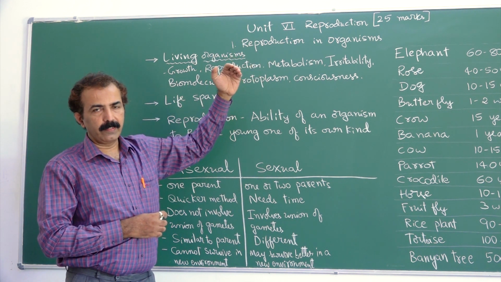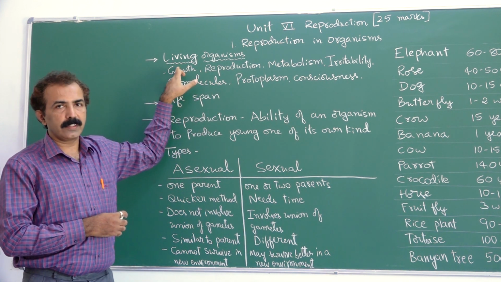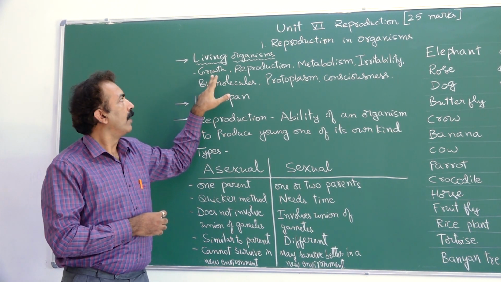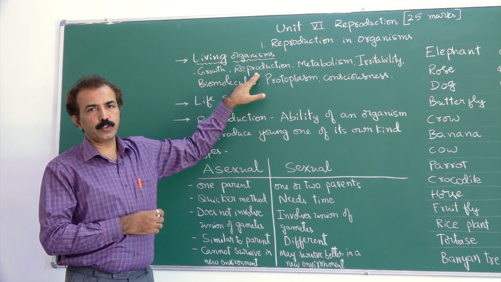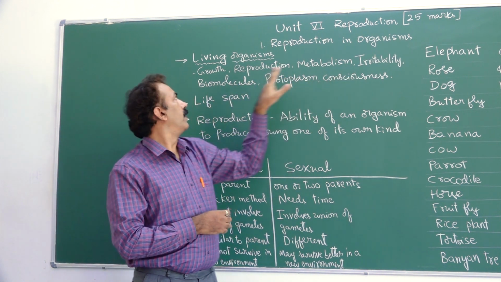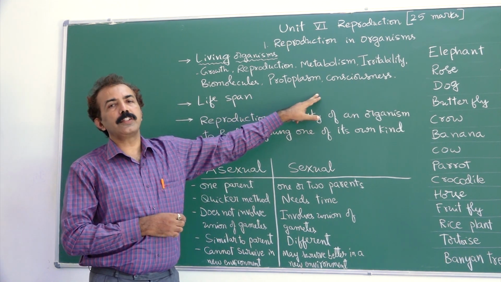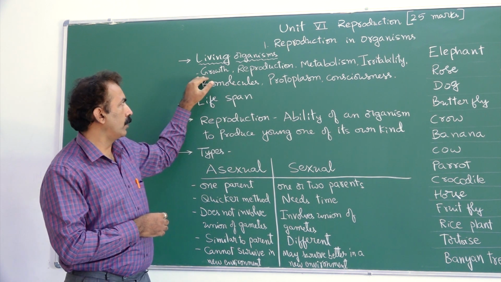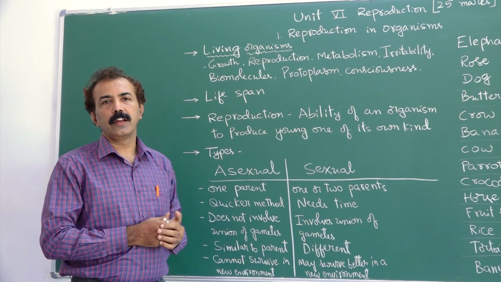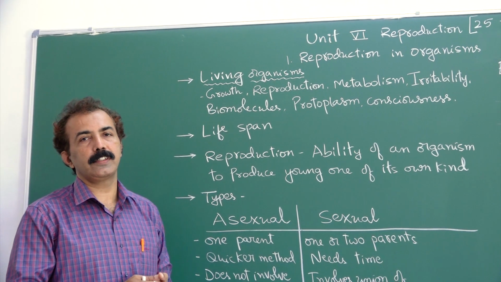Last year, we studied the characteristics of living organisms. We studied that they are characterized by growth, reproduction, metabolism, irritability, biomolecules, protoplasm, and consciousness. Growth, by definition, is the ability of an organism to increase its size, but you know that there are exceptions.